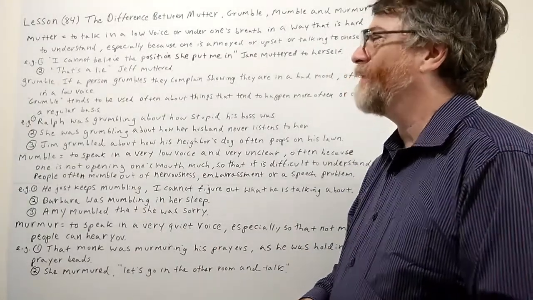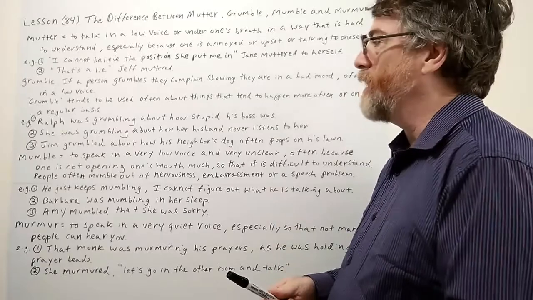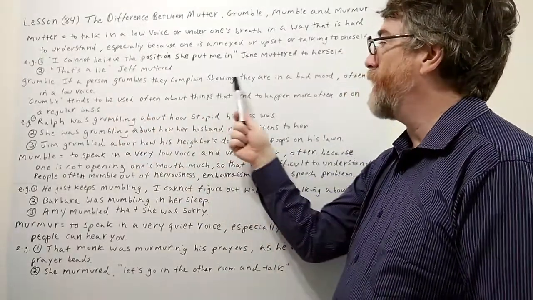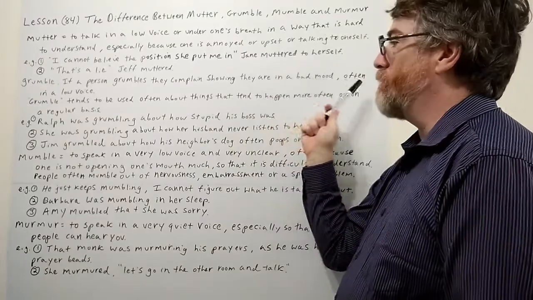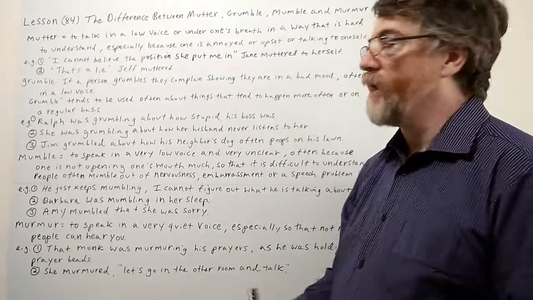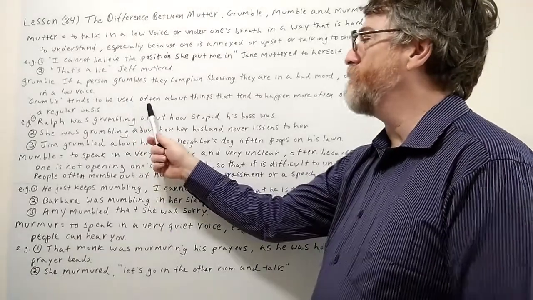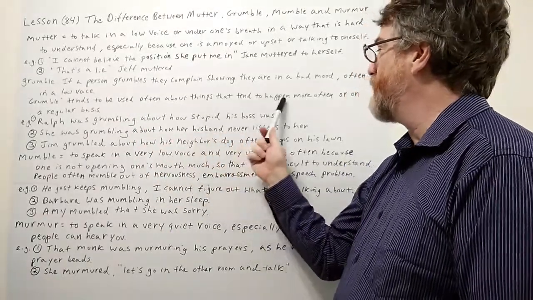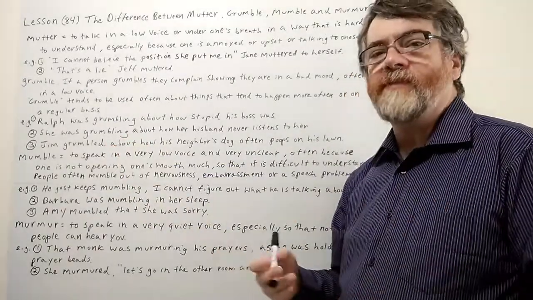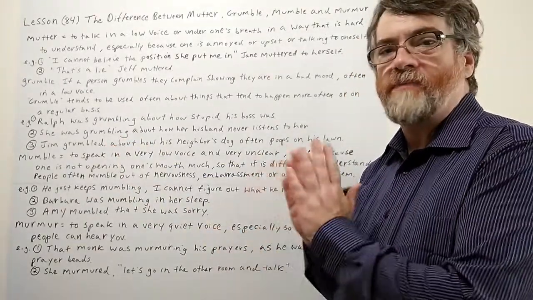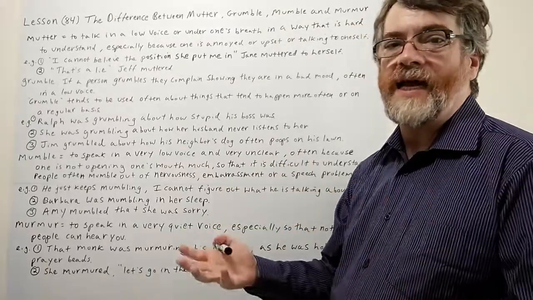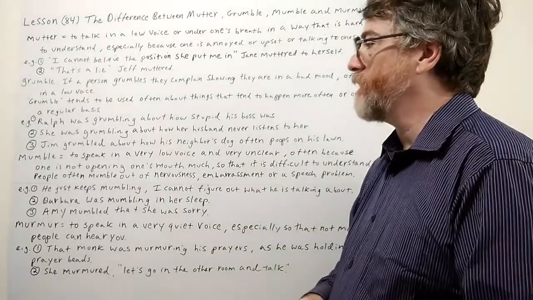All right, grumble. I almost think of grumble as a little more angry. Let's look at the definition first. If a person grumbles, they complain, showing they are in a bad mood, often in a low voice. It's very clear they're not happy about it. Grumble tends to be used often about things that happen more often or on a regular basis. Mutter doesn't necessarily. It could be about a particular incident or a particular thing that happens. It's just that day, you're angry or annoyed about something.